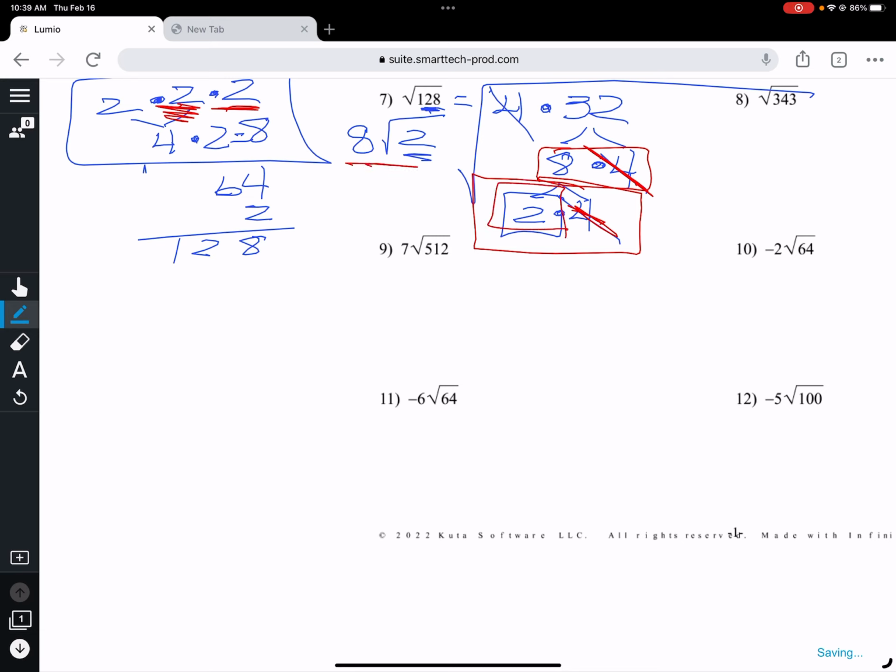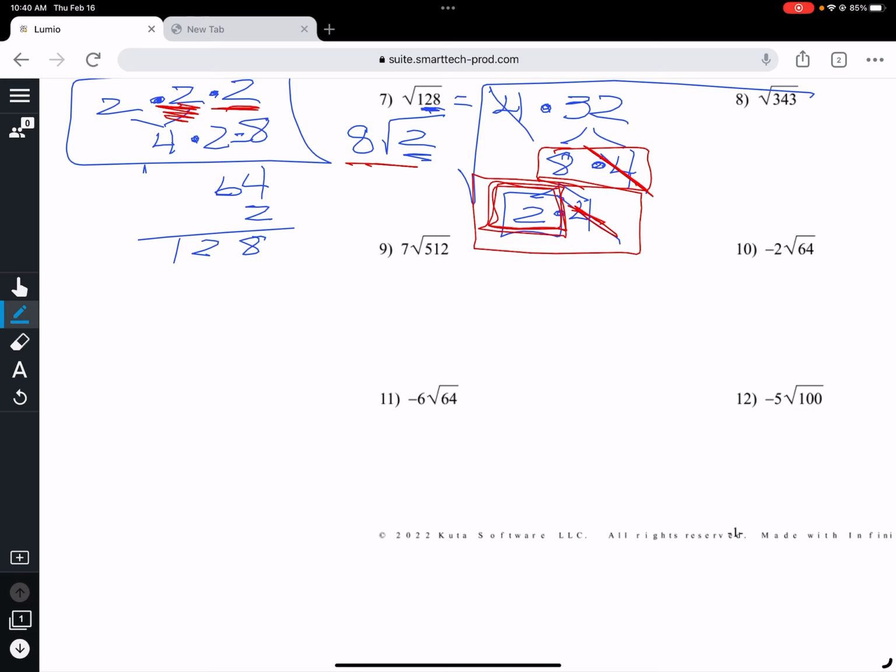This 2 that's left behind can't be broken down any further, because the only factors of 2 are 1 and 2. Even 6 would stay underneath because it's only made up of 3 and 2, and neither of those are perfect squares. Matt Miles, thank you.